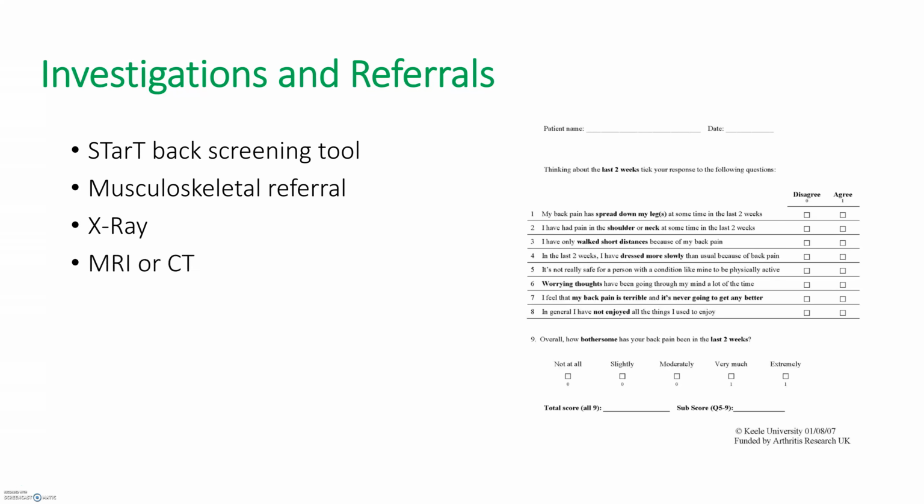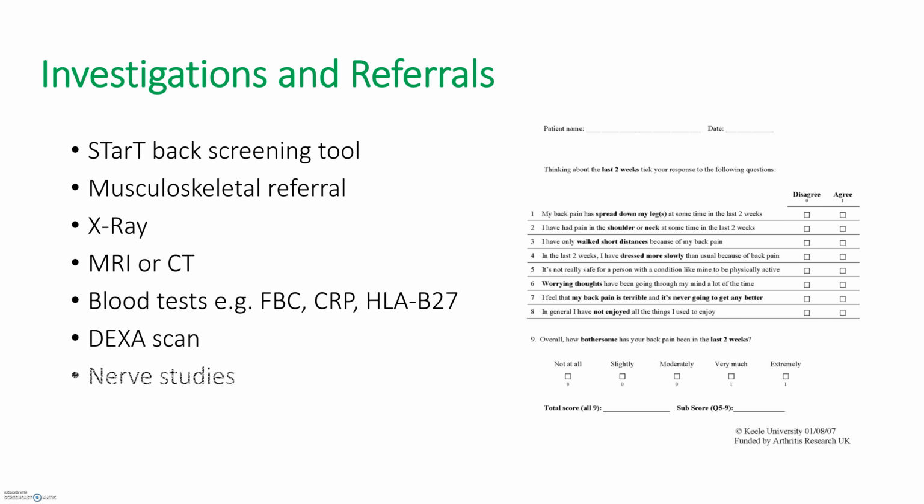There are various imaging techniques you can use, but they are not routinely done. They should be chosen dependent on your suspicion of any pathology, any presence of any red flags. So X-rays, MRIs and CTs. You can look for any spinal stenosis, any kind of fractures. Blood tests, you can look for ankylosing spondylitis via presence of HLA-B27, for example. DEXA scans as well. Nerve studies look for any impingement.